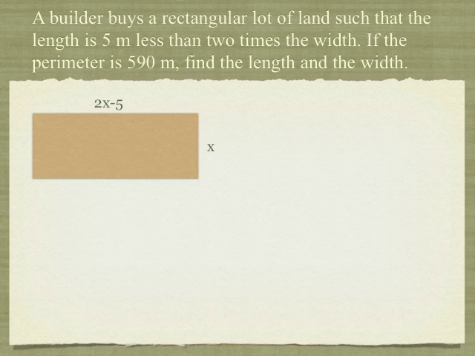Now, we don't know anything about the area of that rectangle, but we do know what the perimeter is. So look on your formula sheet, and we know that the perimeter of a rectangle is 2 times the width plus 2 times the length. My width is x, so it's 2 times x, and my length is 2x minus 5, so plus 2 times (2x minus 5). And I know the perimeter is 590, so I put that in for P.